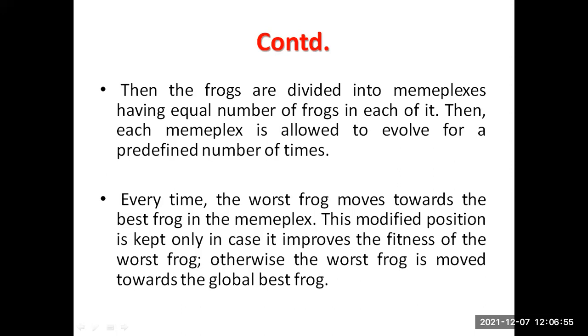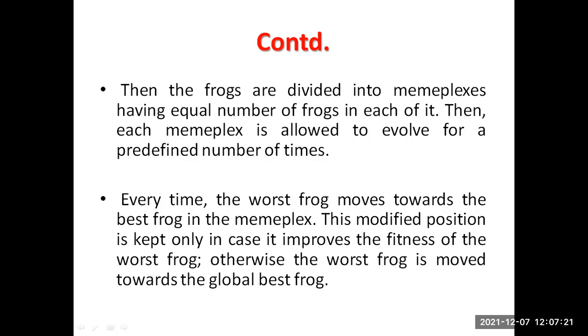Then each memplex is allowed to evolve for a predefined number of times. So the frogs are divided equally, and each memplex is allowed to evolve. Evolve means they will be allowed to grow so that they can search for the food. Every time, the worst frog moves towards the best frog in the memplex.